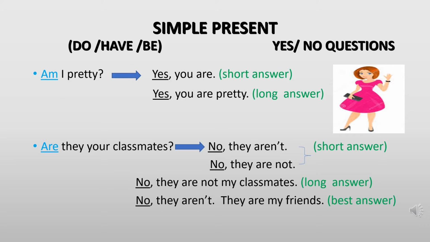Are they your classmates? If the answer in the negative form is short, we say, no, they aren't, or, no, they are not. If the answer is long, we say, no, they are not my classmates. And the best answer is, no, they aren't. They are my friends.